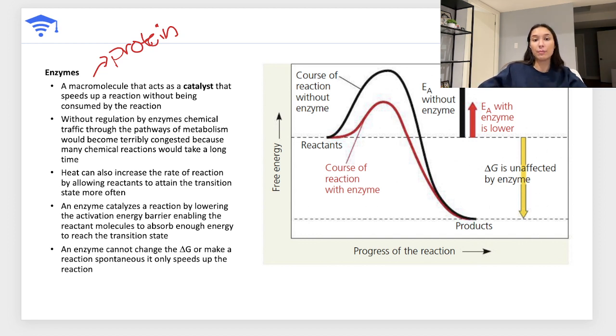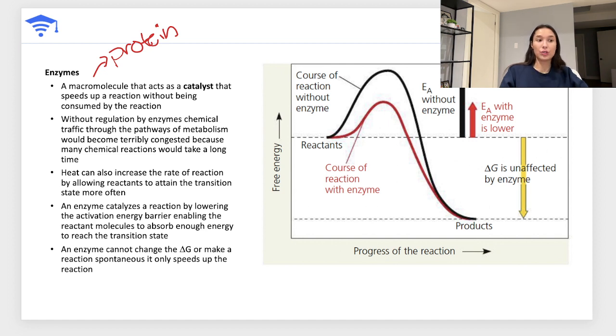So without regulation by enzymes, chemical traffic through pathways of metabolism would become terribly congested because many chemical reactions take too long of a time. Now, what's important to know from this is that reactions can still occur without enzymes. All these reactions naturally occur. They just don't occur very fast, okay? Or they might not occur fast enough to sustain an entire body or something like that. So the reactions will still happen. They just happen too slowly, okay?